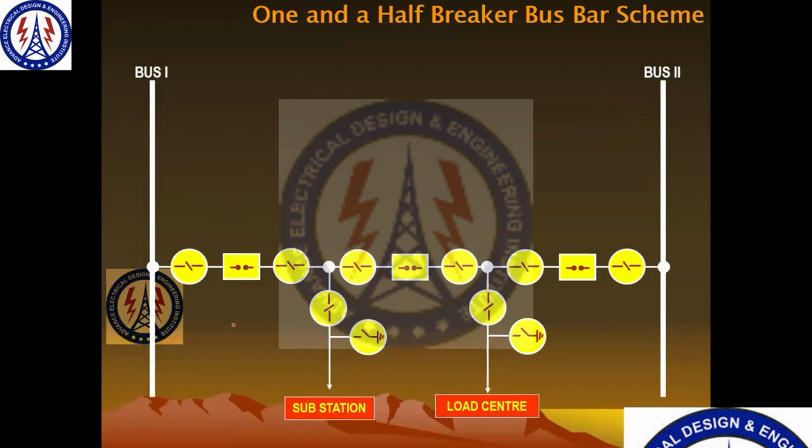Now here we will call this main one, main two, okay, and this the tie bay. So this is the main one bay, main two bay, and this is the tie bay. Okay, and this complete thing we are calling what? Can anyone tell? A dia. Dia, correct. So we call it diameter. In short, we call it one dia.